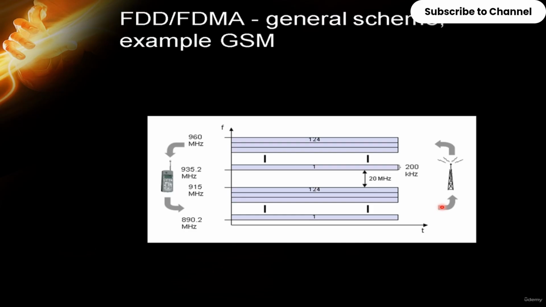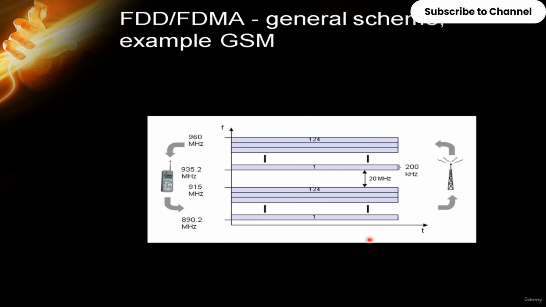Here we have a base station, and the uplink and downlink frequencies are given. The downlink frequency is 960 megahertz, and the other frequency is 890 megahertz. The frequencies are allotted for particular channels, and the communication takes place between the base station and mobile nodes using GSM. The frequencies are allotted for the particular frame. The highest frequency is given here, 935.2 megahertz is given to this channel, and 915 megahertz is given here.